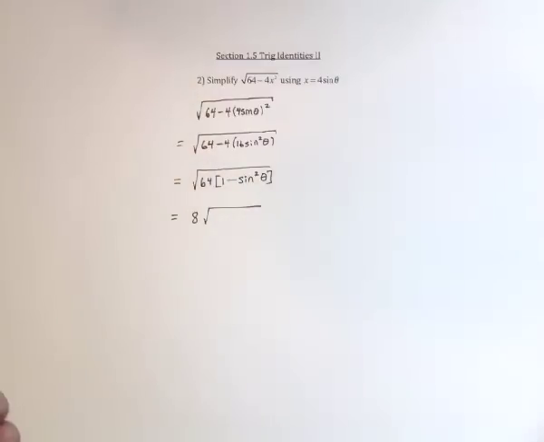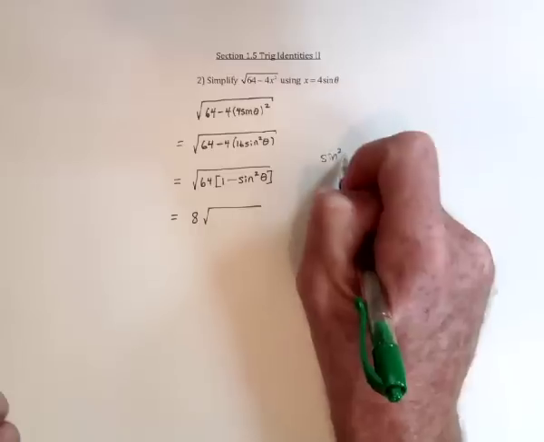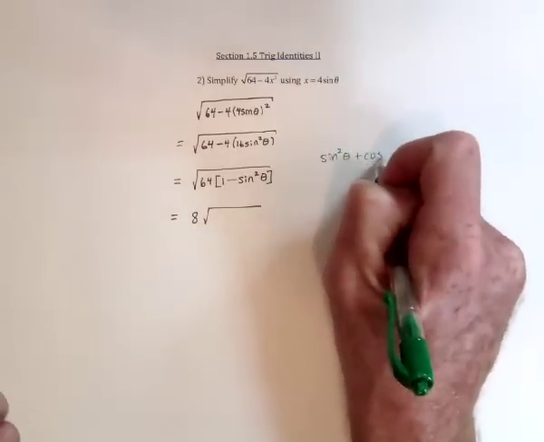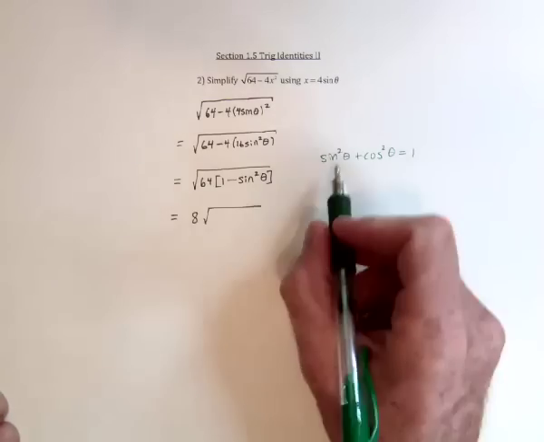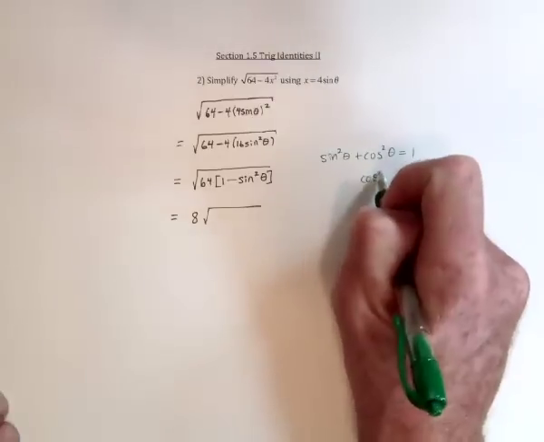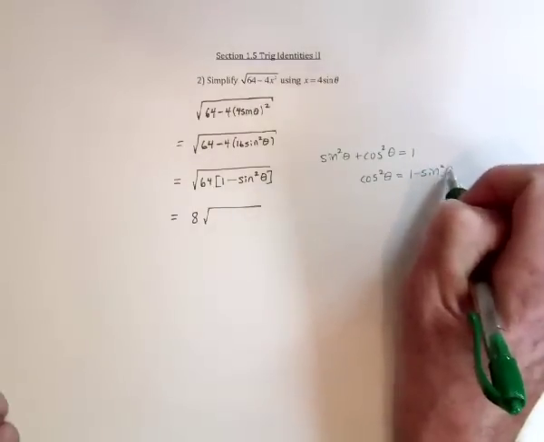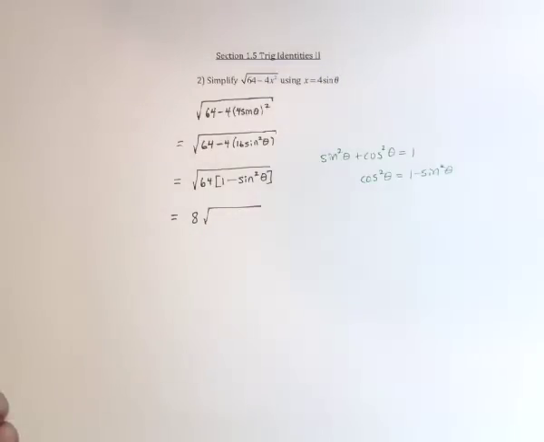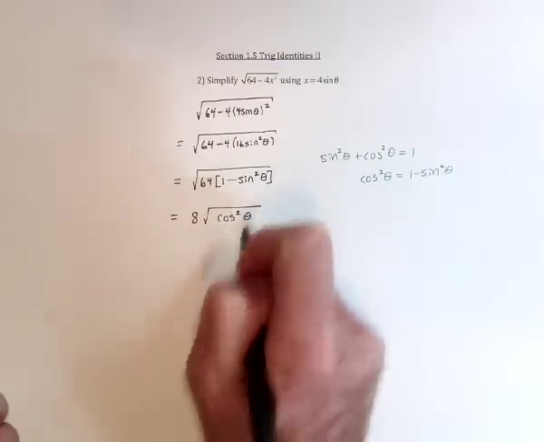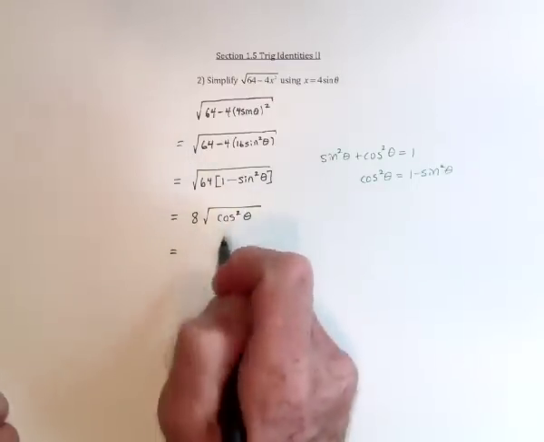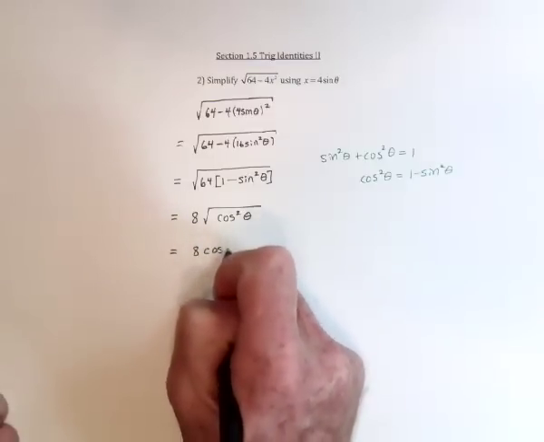And another thing is we've got a trig identity for 1 minus sine squared. So if you take the Pythagorean identity, sine squared plus cosine squared is equal to 1, and move sine to the other side by subtracting, we'd have that cosine squared is equal to 1 minus sine squared. So we can replace the 1 minus sine squared with a cosine squared. And then finally take the square root of that, and it simplifies to be just 8 cosine of theta.